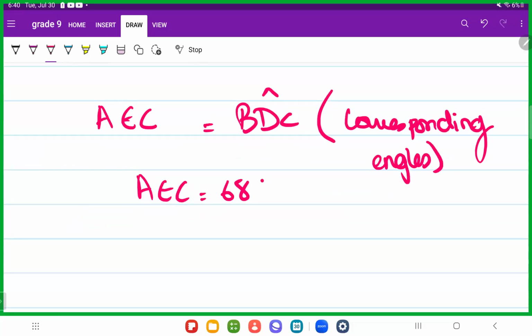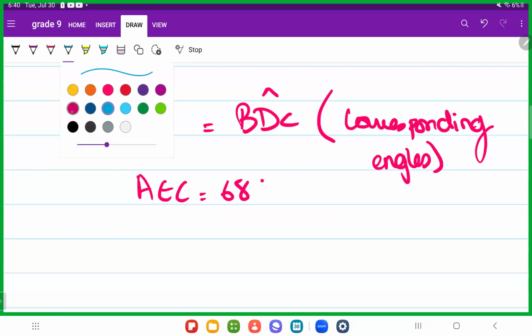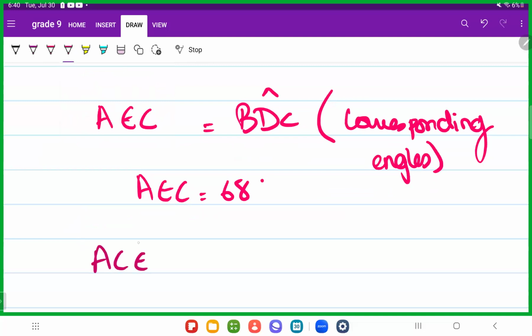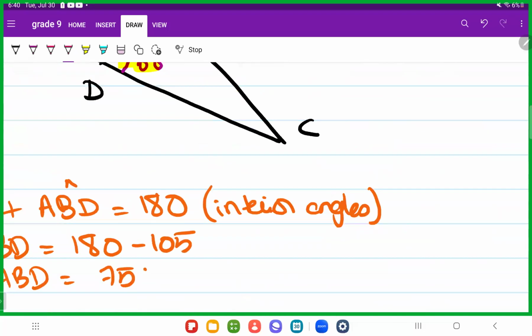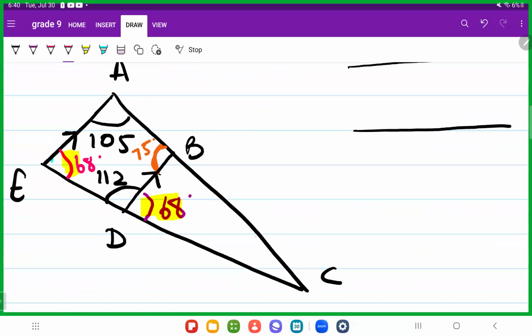Now lastly, we have to find out ACE. Can you tell me which angle is ACE? It's this angle, right? Okay. How will we be finding it out? If I know 68 already, then I do the straight line, so 180 minus 75, which is 105. I don't understand what you're saying. Please explain to me.